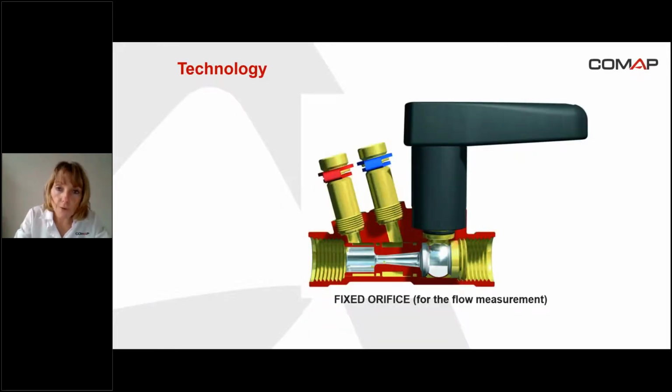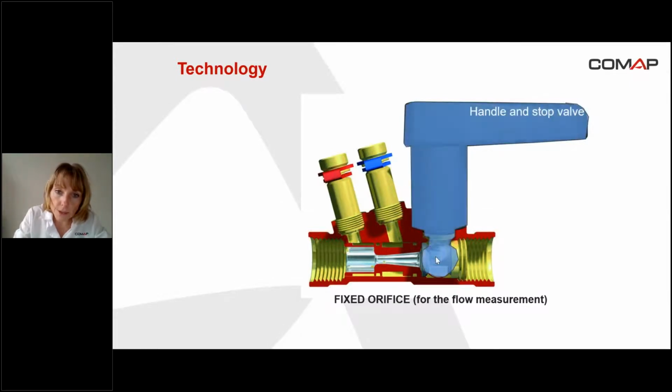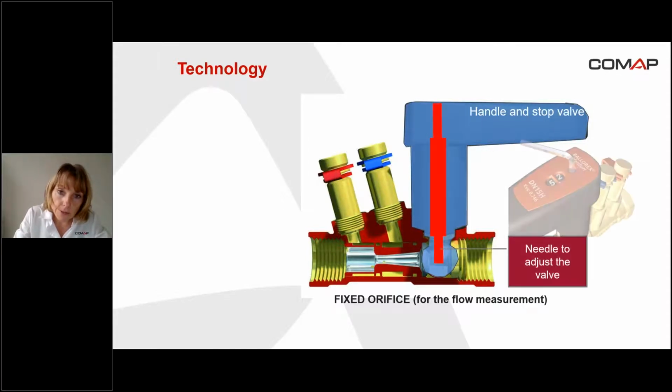The technology of the valve now. You can see here a handle and the ball. So first there is a stop valve. It's a ball valve. And inside there is a needle in order to adjust the flow with the position. You can see the position on the top of the handle. And you can see here that it's necessary to have a hexagonal key, an Allen key, in order to adjust the flow. So it's very easy.